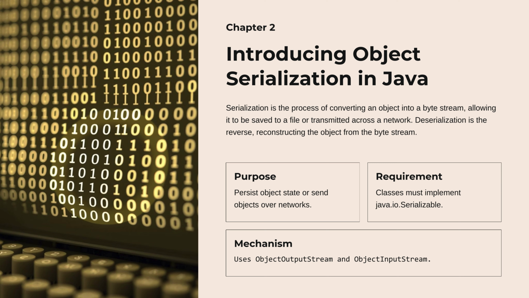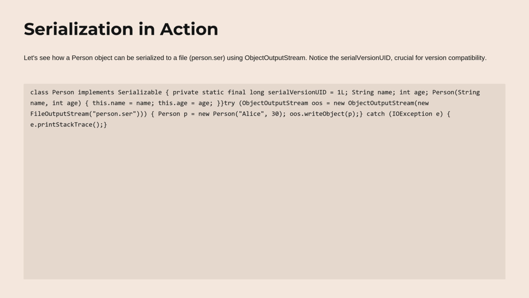Purpose: persist object state or send objects over networks. Requirement: classes must implement java.io.Serializable. Mechanism: uses ObjectOutputStream and ObjectInputStream. Serialization in action. Let's see how a Person object can be serialized to a file, person.ser, using ObjectOutputStream. Notice the serialVersionUID, crucial for version compatibility.